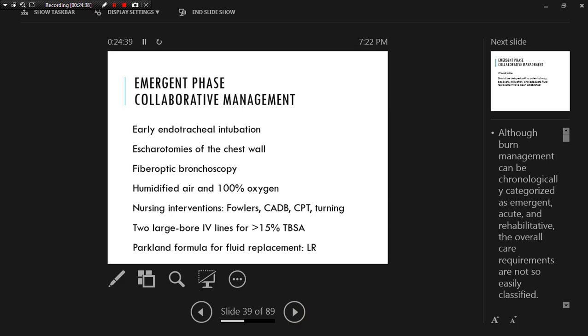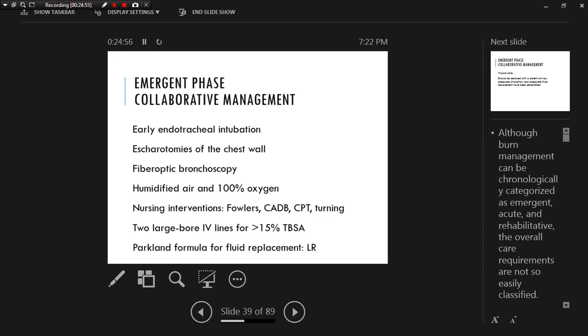So some of the collaborative management, we're going to consider early endotracheal intubation with mechanical ventilation in some of those patients who have got upper and lower airway injuries. Okay? Their SATs drop, their respiratory status becomes compromised. We worry about losing their airway.